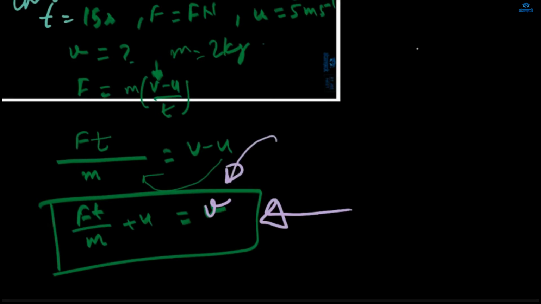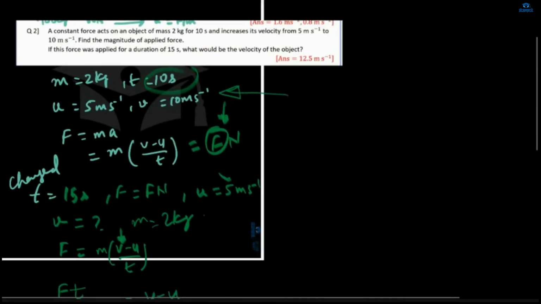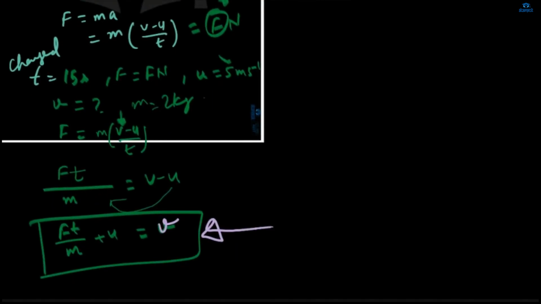Got it? Anyone? If anyone has not got it... Got it, ma'am. Advika, you got it? Ma'am, I have derived this formula before. I've done a question like this. Which formula? This, t by m plus u equal to v. Yes, this is just a rearrangement of the formula, right?